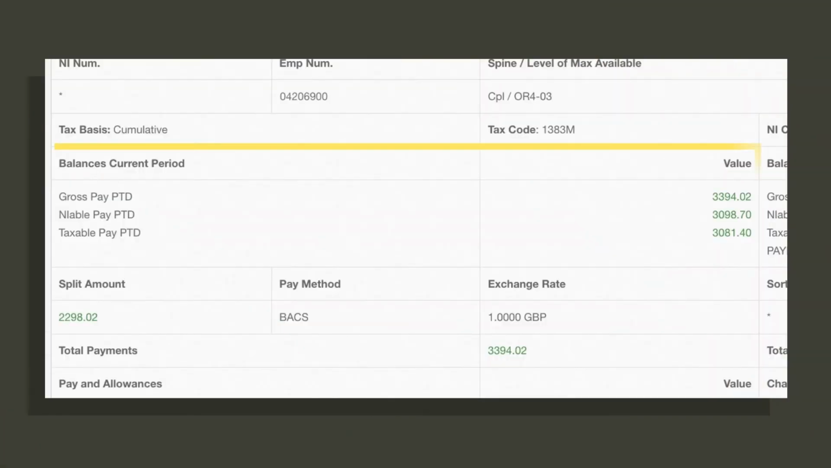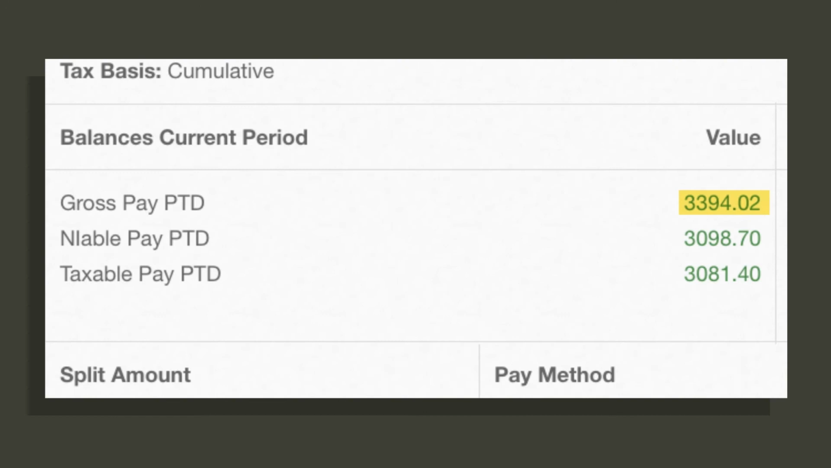Next section down is the balances current period part. This shows the balance of your monthly gross pay, the balance at which the national insurance is calculated from, and the balance at which income tax can be calculated from. But both of these figures do not include the tax-free allowance, as that is part of the calculation. PTD just means period to date, pretty much the month you're getting paid for.